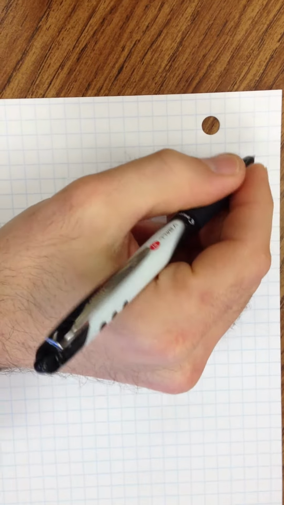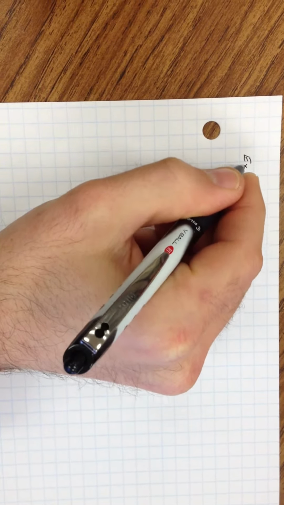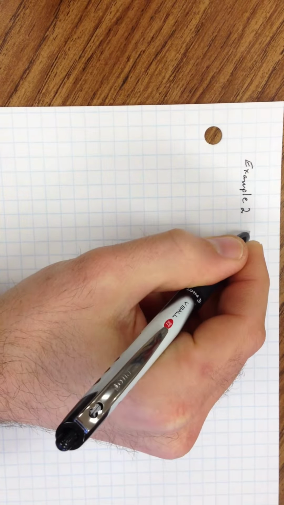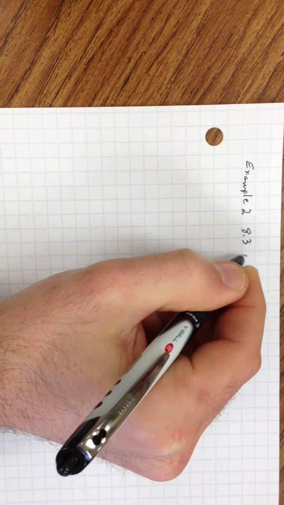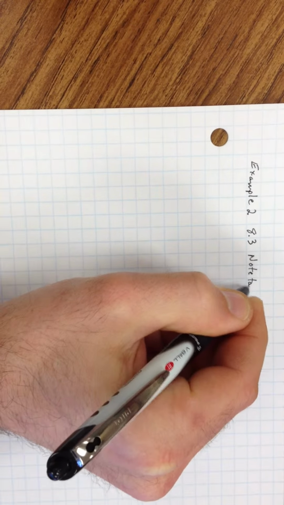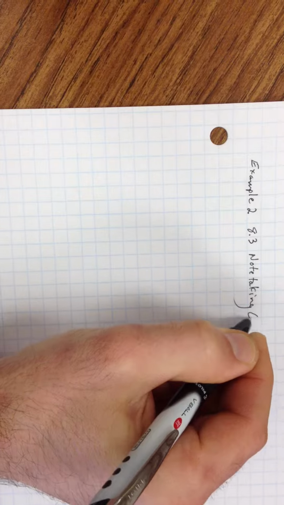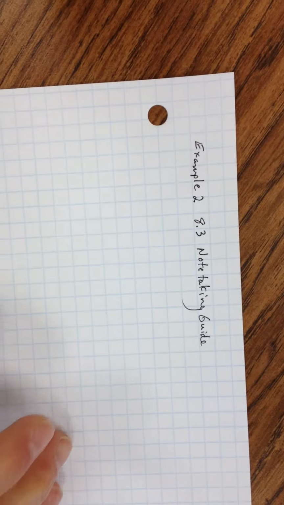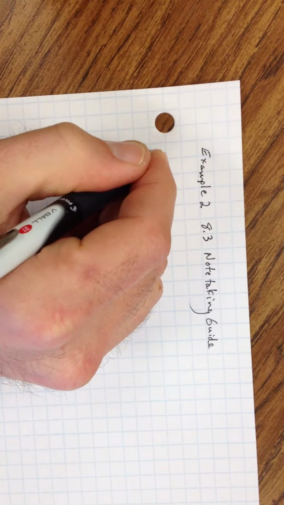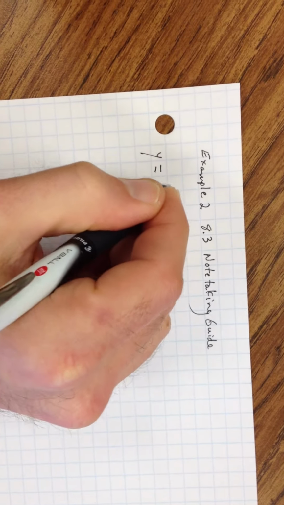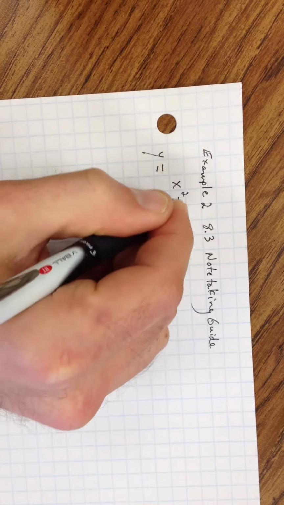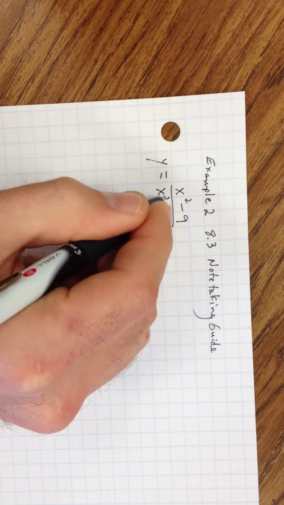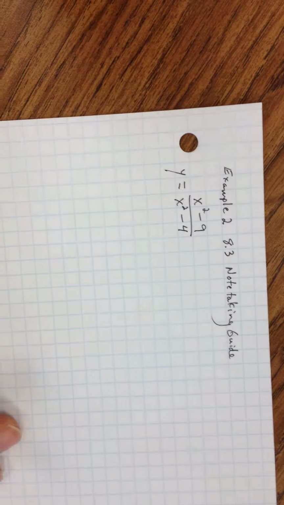Alright everyone, this is going to be example 2 from section 8.3 in the note-taking guide. I was okay with this example, so let's go through this one together. This was y equals x squared minus 9 over x squared minus 4.